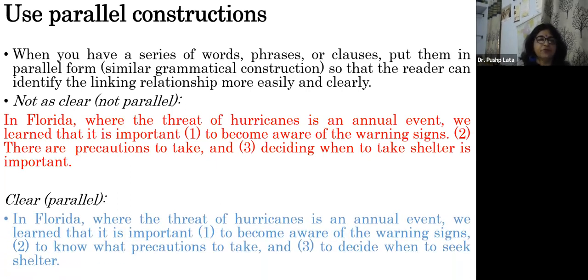So it's better to write, in Florida, where the threat of hurricane is an annual event, we learned that it is important to become aware of the warning signs, to know what precautions to take, and third, to decide when to seek shelter. You can yourself watch which one sounds more clear and consistent in construction. Of course, the second one.